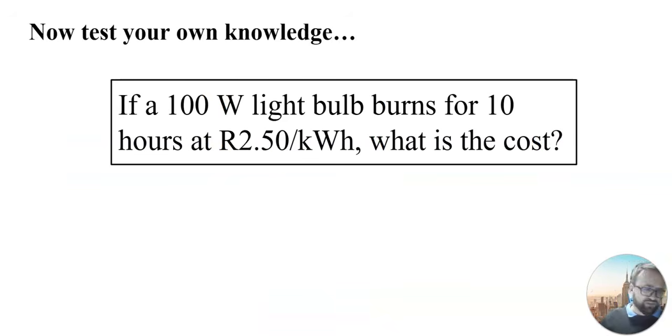Now, test your knowledge. Try and see if you can now work out this word equation. I want you to pause the video here, I'm going to read it to you. If a 100-watt light bulb burns for 10 hours at R2.50 per kilowatt hour, what would the cost be? So pause the video here. No, you haven't paused it yet. Pause it. I'm waiting. I'll give you the calculations and the answers in the next slide. Watching you.